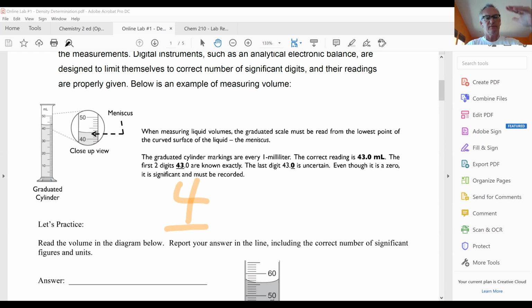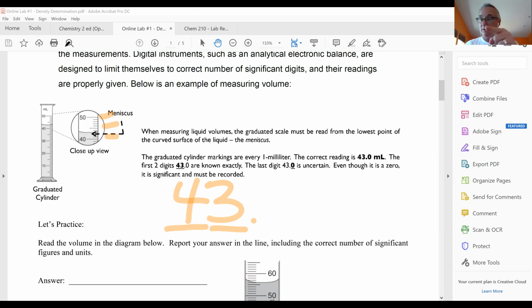43. So you can see that they're measured, each one of these little marks is 1 mL. And so I know it's more than 42 and it's less than 44. So 43, this is also not an estimate because I know it's not 42 and it isn't 44. So the first two numbers are not estimates. But this last digit, I don't know exactly.